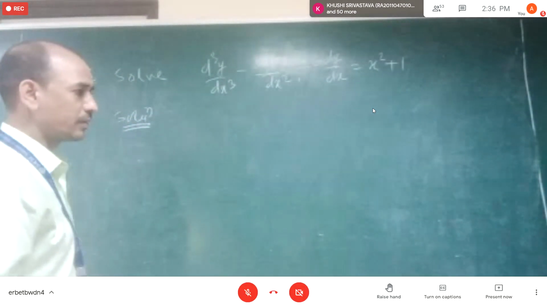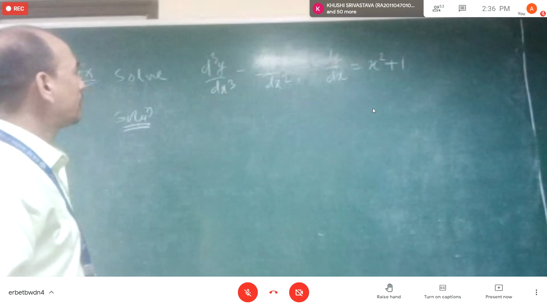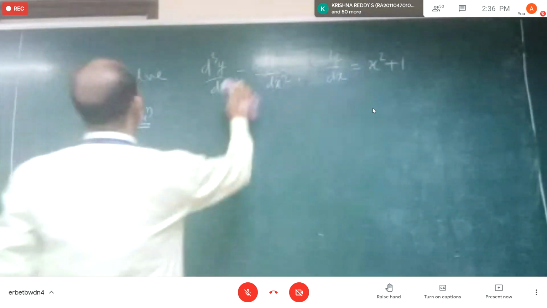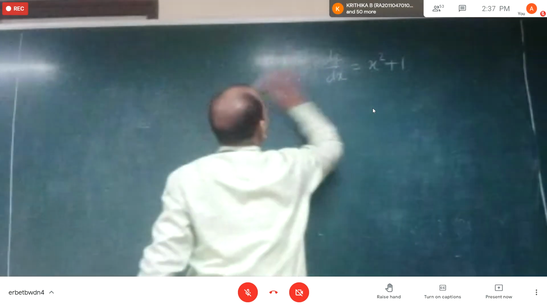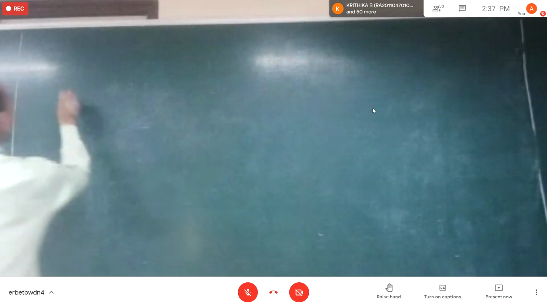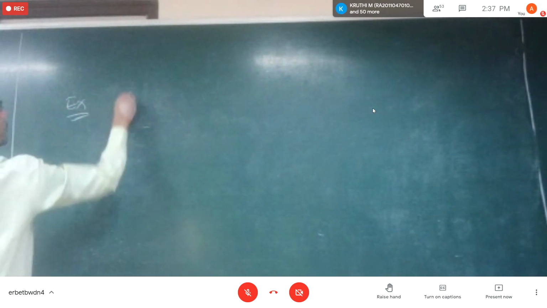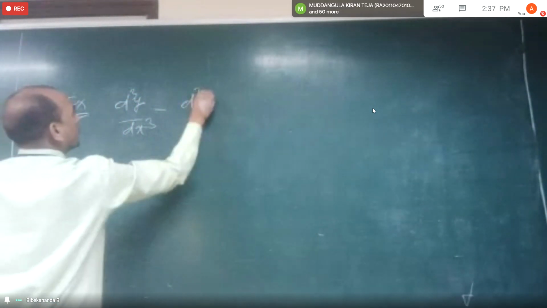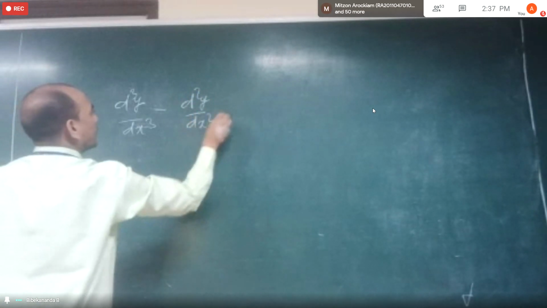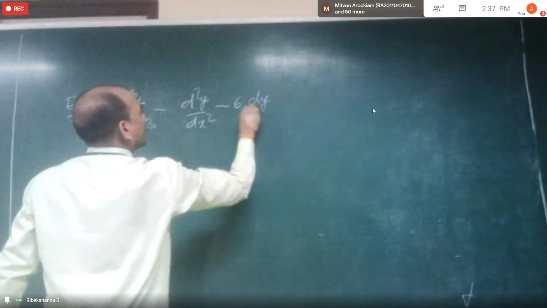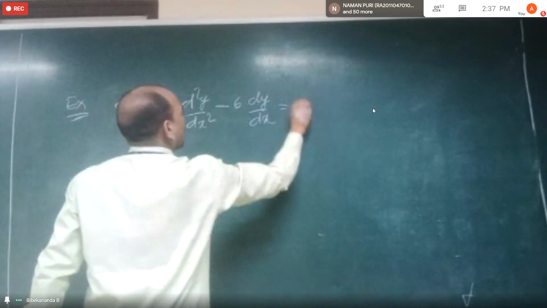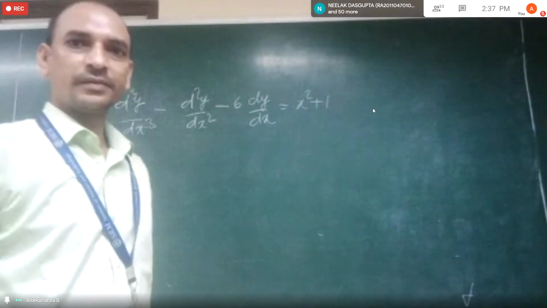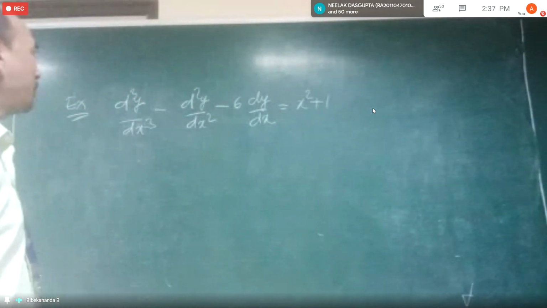Sir, can you write below, sir? Sir, the question is not visible, sir. It's shiny, sir. So I will write a little bit down. Yes, sir. Now it is visible? Yes, sir. Okay. Now what will be the D form?